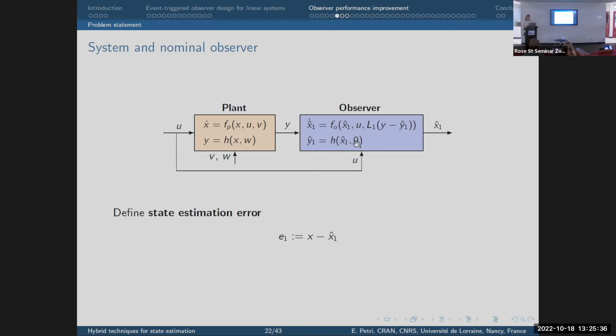The dynamics of this nominal observer depend on this term here, so on the gain L1 that multiplies the output estimation error, so the difference between Y and Ŷ1. And we define the state estimation error for this nominal observer, E1, as the difference between the real state, X, and the state estimate of this nominal observer, X̂1.